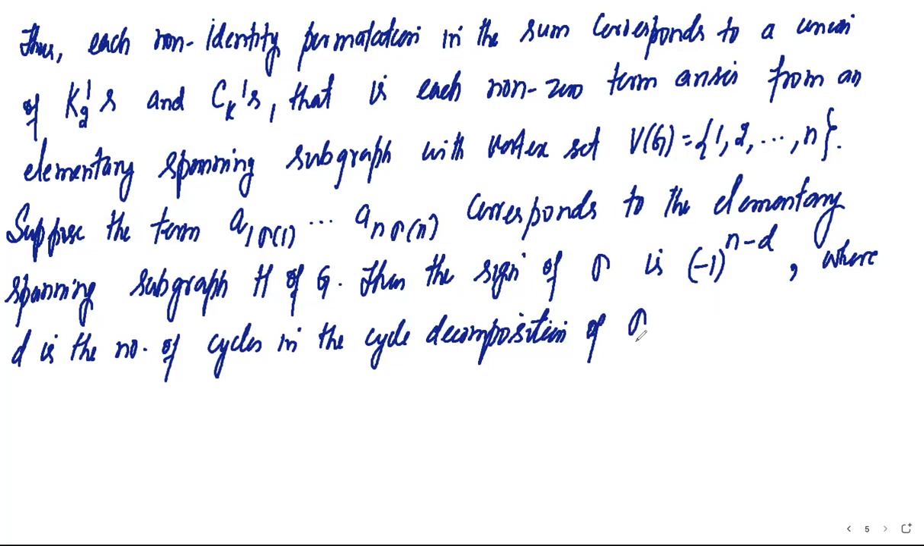Now, as we know that every sigma can be written as a product of disjoint cycles. Now, if the number of cycles in the cycle decomposition of sigma is equal to d, then the sign of sigma is defined to be equal to minus one power n minus d. Actually, this sigma will be an even permutation if this n minus d is an even number, and this sigma will be an odd permutation if this n minus d is an odd number, where n denotes the degree of the permutation group and d is the number of cycles in the cycle decomposition of sigma, in fact, the non-trivial cycles.